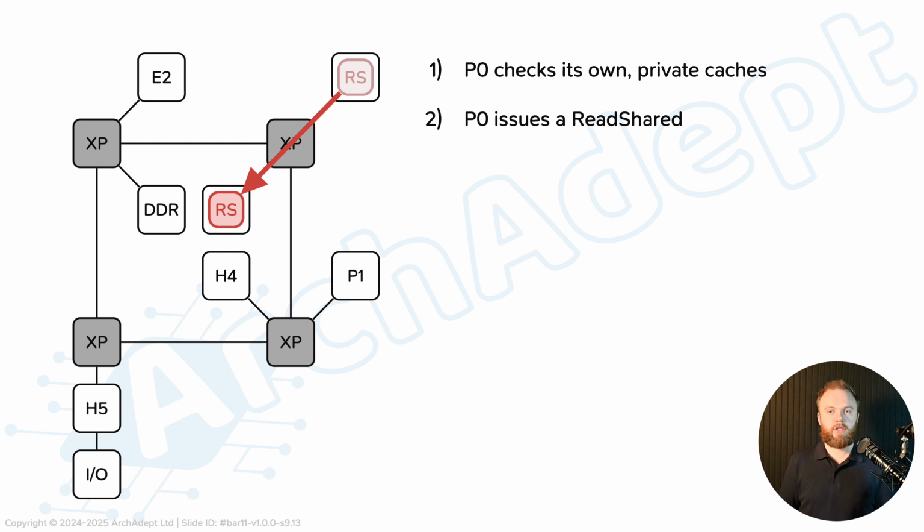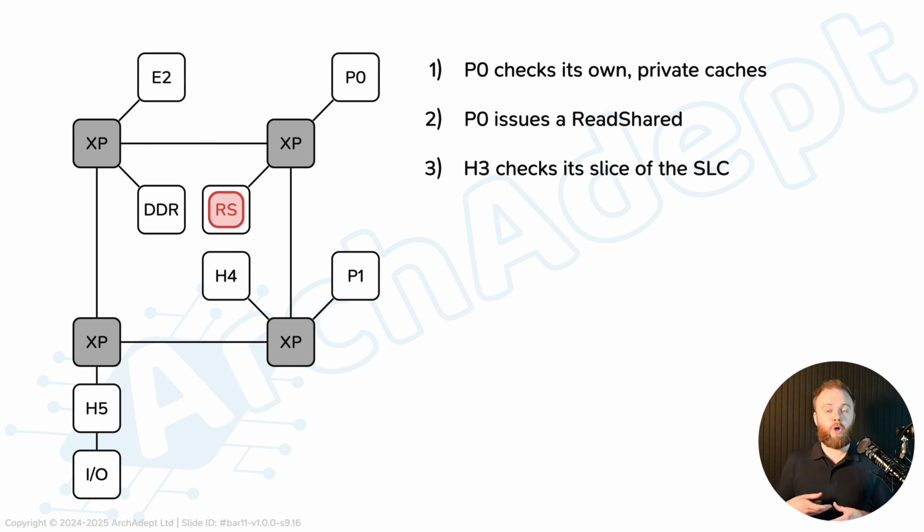So this read shared transaction begins propagating through the interconnect fabric towards whichever home node is responsible for managing that particular cache line. And let's say that's home node H3 for the purposes of this example. Upon receiving this transaction, the first thing home node H3 does is look up in its own slice of the system level cache to see whether it already has a copy of the requested cache line. If it does, great. It can simply return a copy of the cache line back to P0.